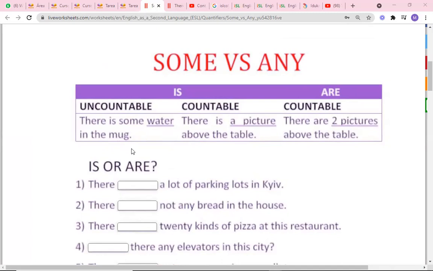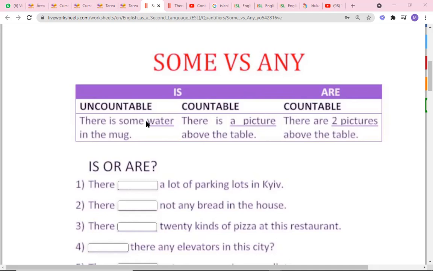Aquí, some significa algo, ¿sí? Entonces, decimos que hay algo de agua en la taza, en el recipiente, ¿ya? There is some water in the milk. In this part, for countable, there is a picture. Hay una pintura, ¿sí? Sobre la mesa. No que está tocando la mesa. Above quiere decir que está encima, pero no lo está tocando, ¿sí?